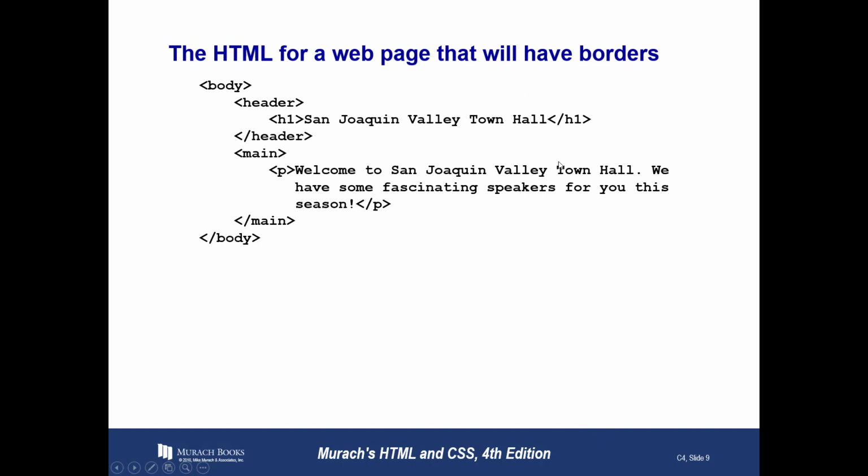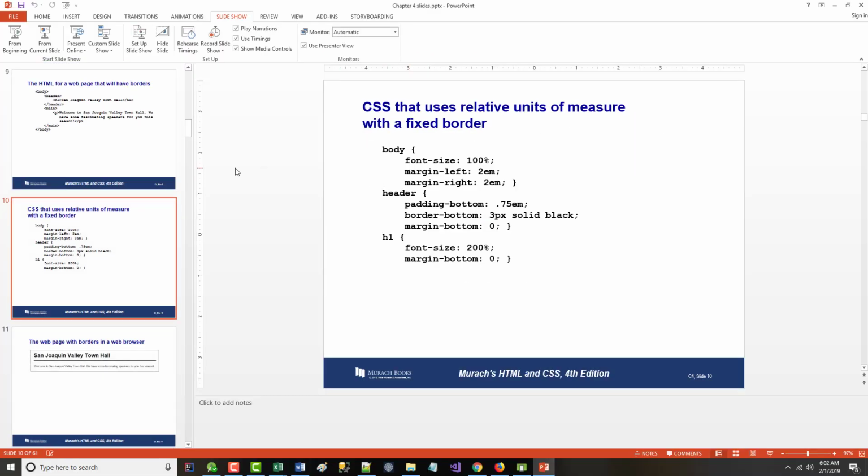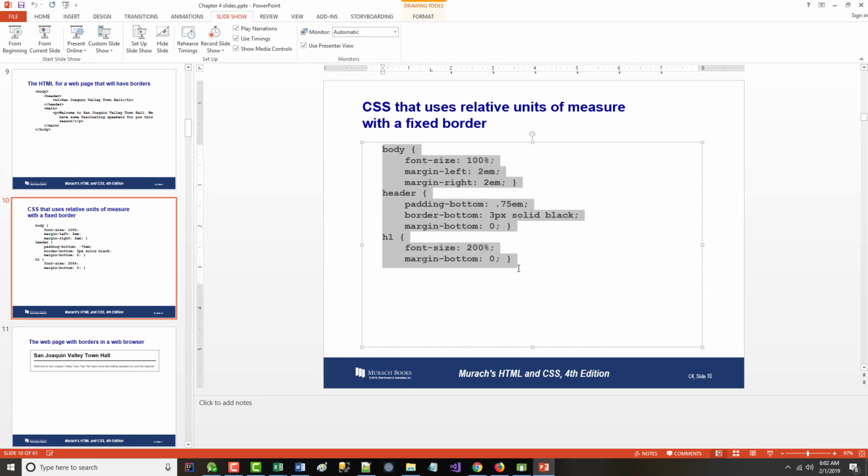The HTML for a web page that will have borders. The only thing I want to mention on this slide is notice, because you're starting to see the HTML5 tags. Header, beginning and end, main, beginning and end. This is a good job, because what they've done is they have used relative units of measure. In other words, they have used percentages and ems. I don't use rems very often. I just use ems. So what I'm going to do is grab all of this code that's right here, every bit of it.